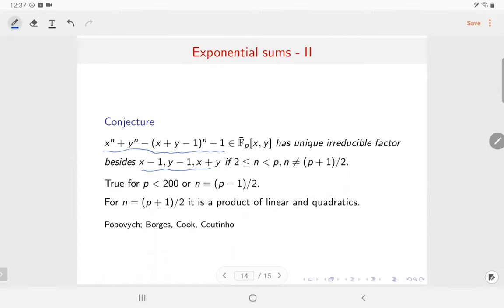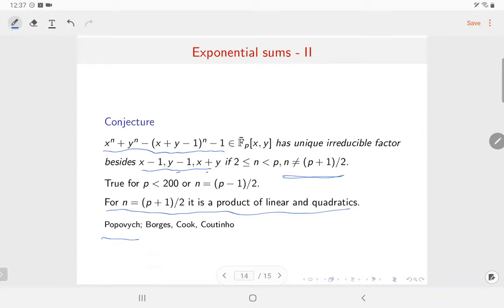So this polynomial, how does it factor? We did some experiments, and then Popovich did some more experiments when he saw a preprint of our paper. What it turns out is that other than these three trivial factors, where two of them do occur and the third might occur, the polynomial is irreducible. Except for one case, so there's a little surprise there. When n is p plus 1 over 2, this polynomial factors as a product of linears and quadratics. It's something you can prove. It's not too difficult, it's a little exercise.